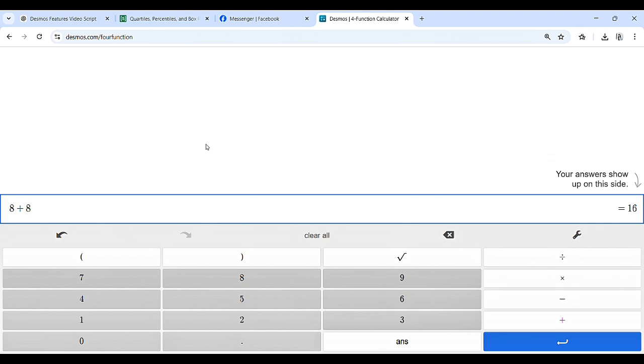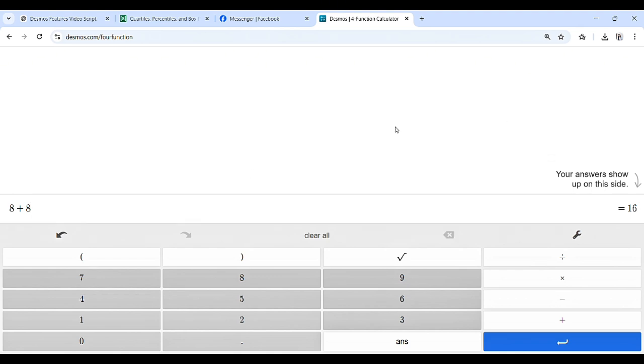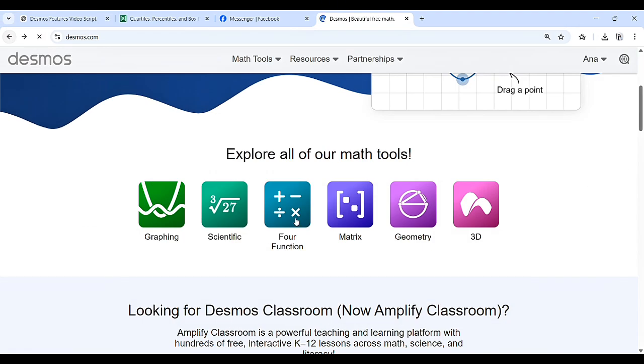It's just as easy as a normal calculator. It instantly calculates the results following order of operations, perfect for elementary math, quick classroom checks, or everyday computations. Simple, clean, and efficient. So next, we have the scientific calculator, another feature of Desmos.